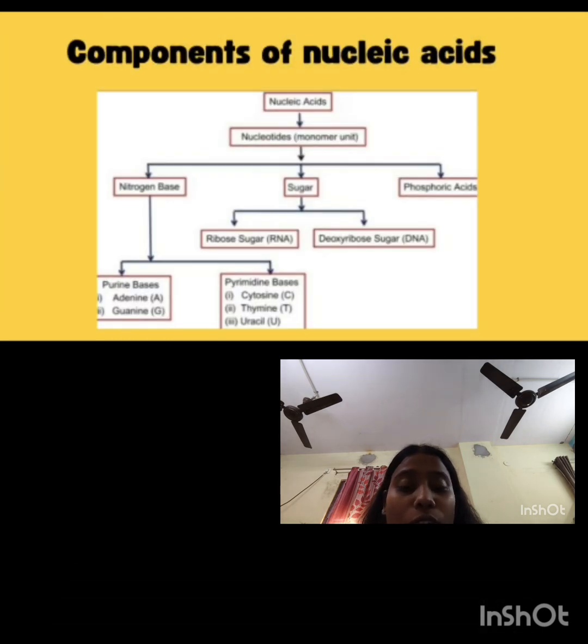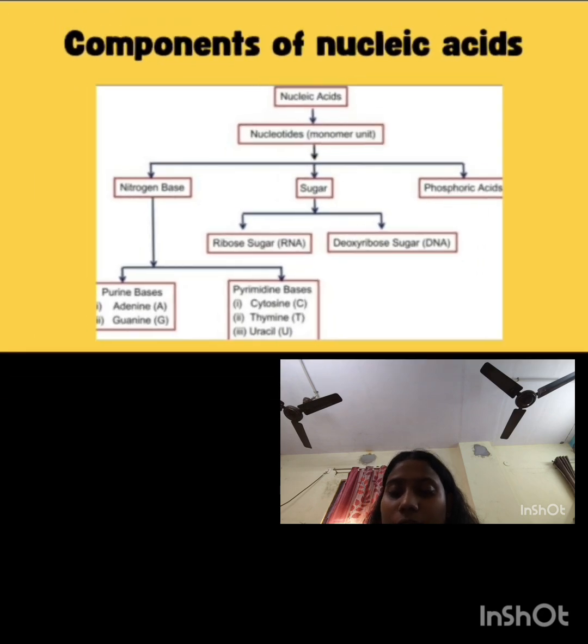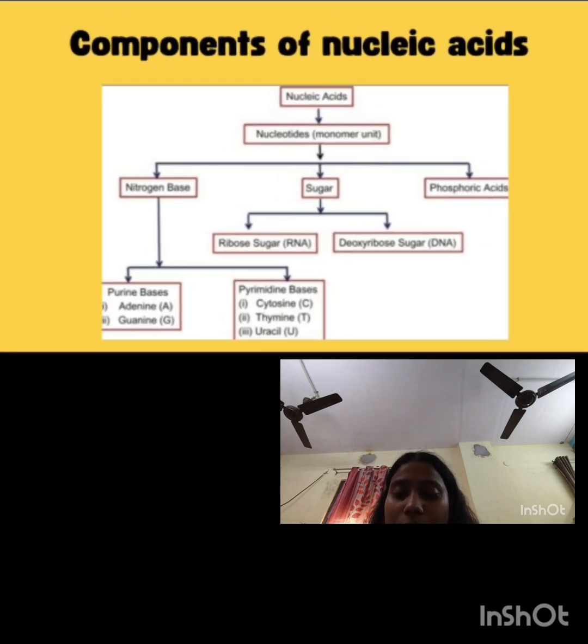And what are the components of nucleic acid? We have a chart. According to the chart, nucleic acid has a subunit, which is nucleotide. Nucleotide is divided into three components. First one is nitrogen base, second one is sugar, third one is phosphoric acid. Sugar is divided into two parts. One part is ribose sugar, which is in RNA, and the second part is deoxyribose sugar, which is in DNA.